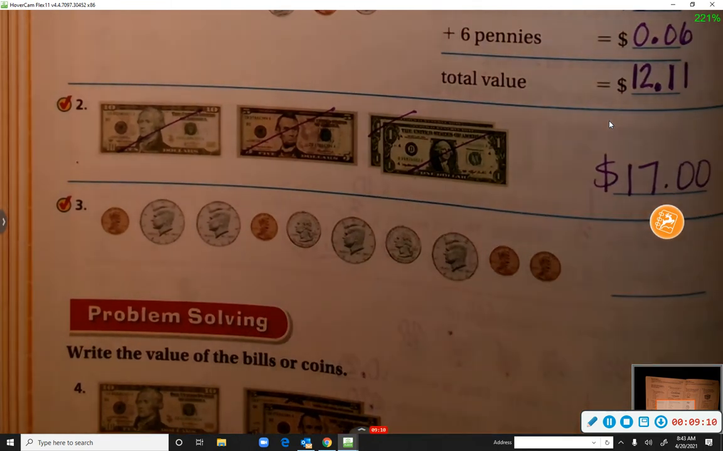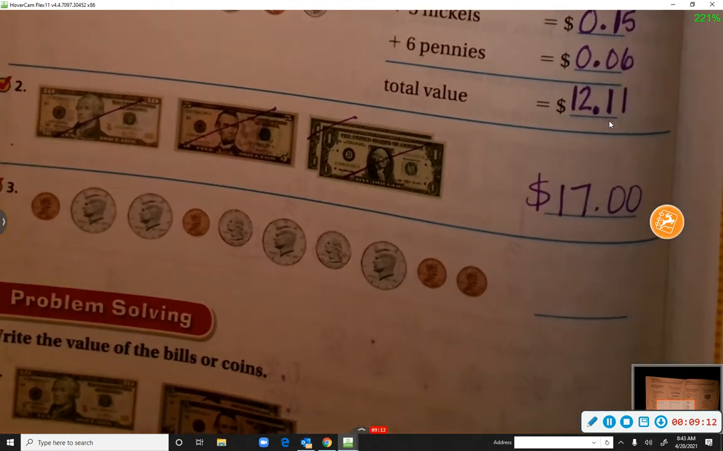Okay. Why does it look so dark? Hold on 1 second.